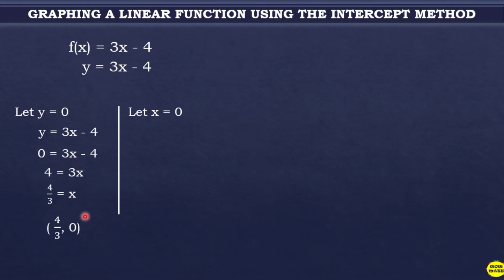Now let us solve for the y-intercept. So let x is equal to 0. So we will have y is equal to 3 times 0 minus 4. So this will be cancelled. So y is equal to negative 4. So ang y-intercept natin is negative 4. So that is 0, negative 4.